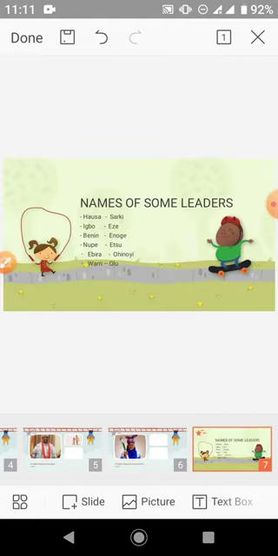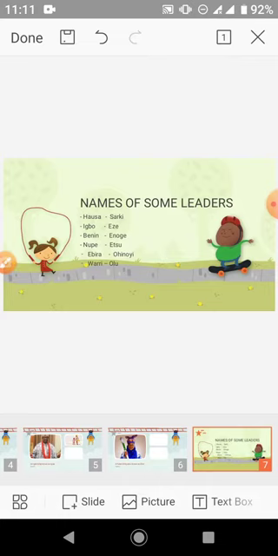Now, we give an example of some names of some of our leaders. Hausa, we call them Sarki. Igbo, we call them Eze. Benin, we can call them Enogie. Nupe, Etsu. Ebira, Ohinoyi. Warri, Olu. So those are titles of leaders among this set of people.